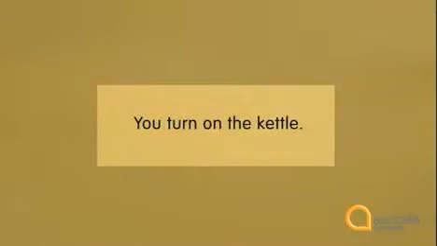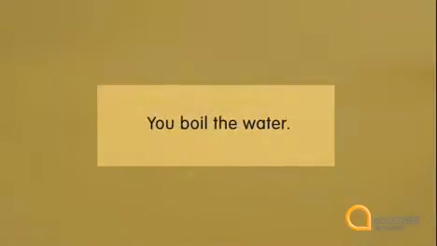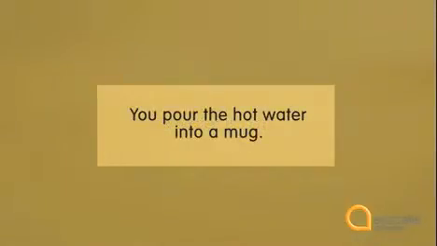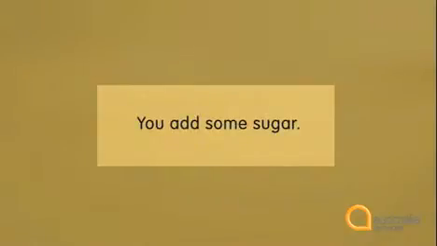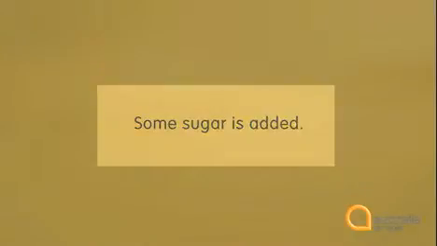You turn on the kettle. The verb is turn on. The subject is you. The object is the kettle. The kettle is turned on. You boil the water. The water is boiled. You pour the hot water into a mug. The hot water is poured into a mug. You add some sugar. Some sugar is added. Then you can drink it. Then it can be drunk. But we'd usually say, then it's ready to be drunk.